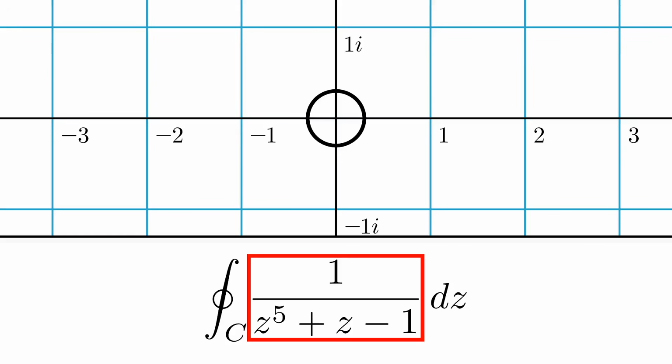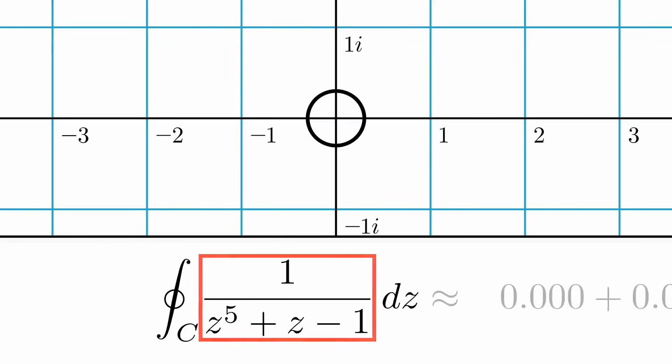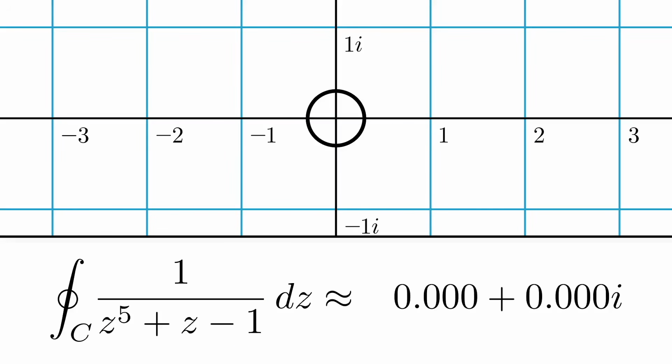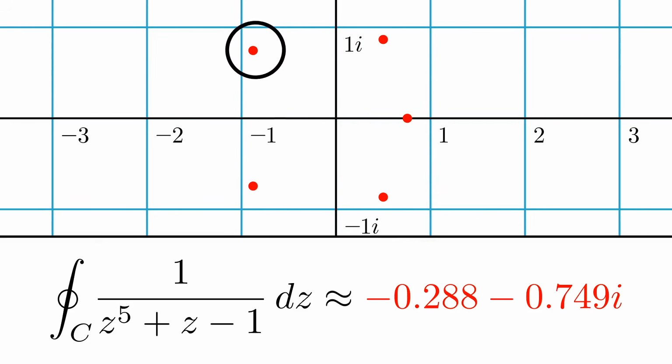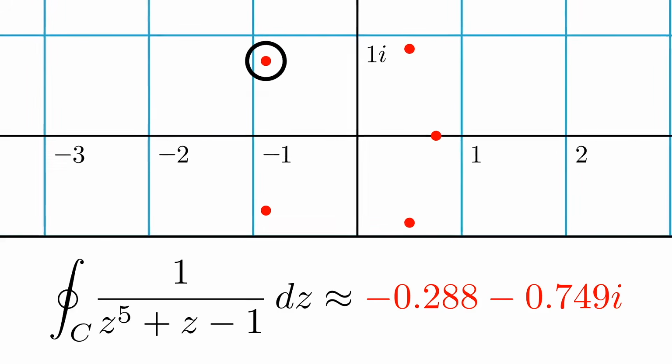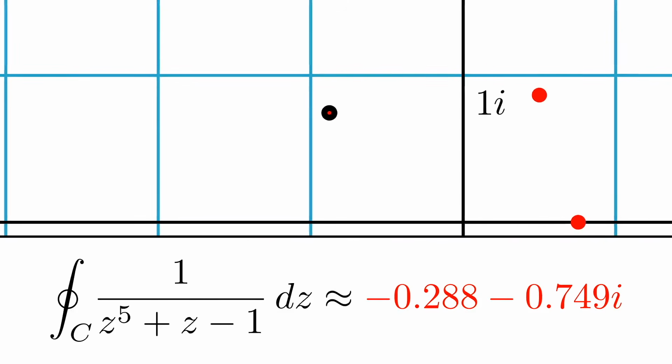Now, I can move this circle around and track the value of the integral of 1 over z to the fifth plus z minus 1 dz across the circle, and you can watch how it turns non-zero exactly when our loop encloses one of these 5 points, and stays 0 otherwise. By strategically changing the shape of our loop, we can obtain the coordinates of these 5 zeros to whatever precision we'd like.